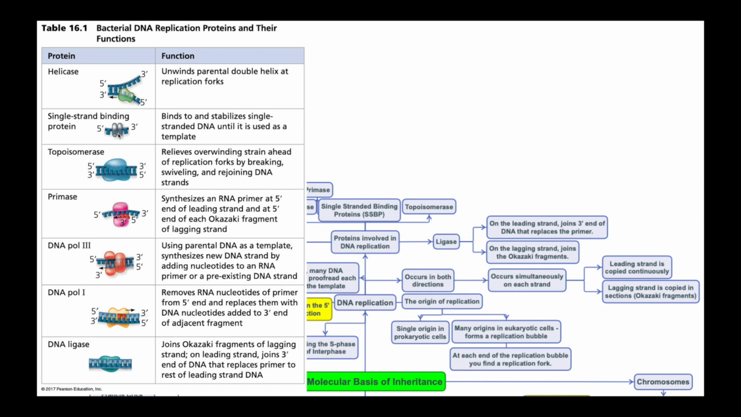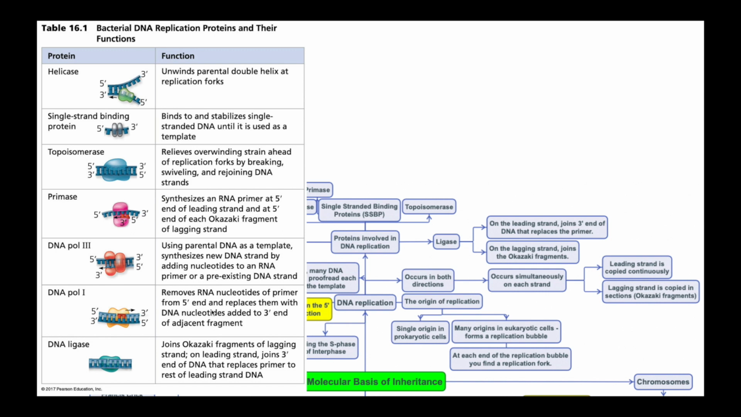Then the single-stranded binding proteins are going to be used to hold that strand apart so that a primer can be laid down, an RNA primer can be laid down by the primase. This is going to allow the DNA polymerase, in this case DNA polymerase 3, to bind to the strand and add complementary nucleotides.